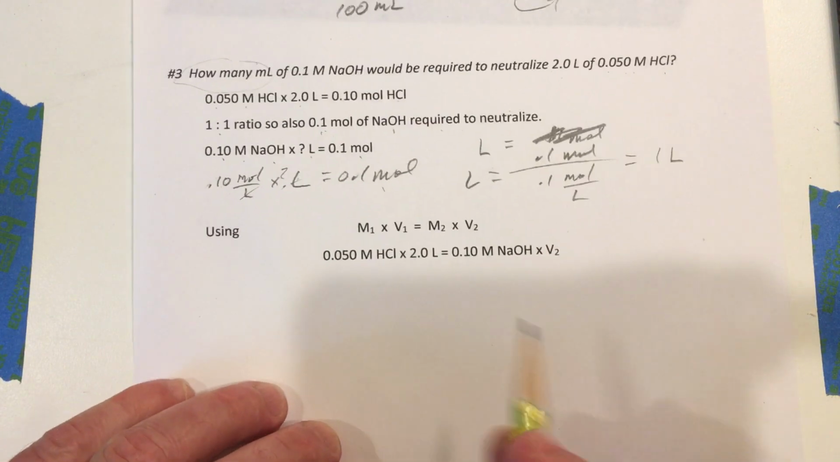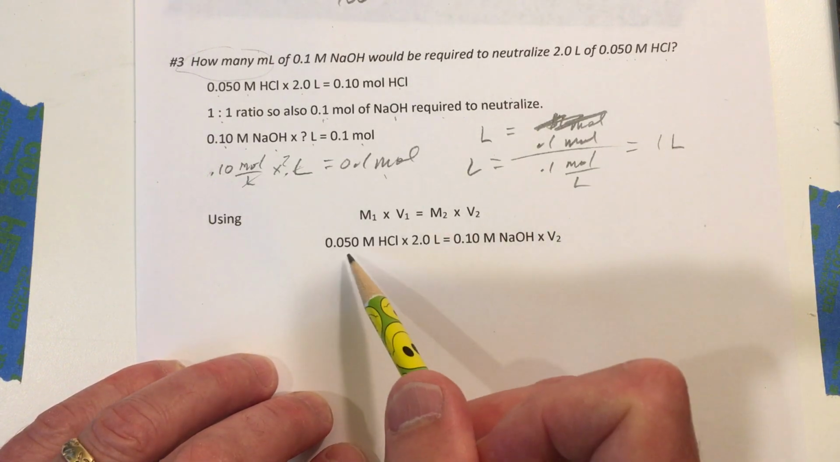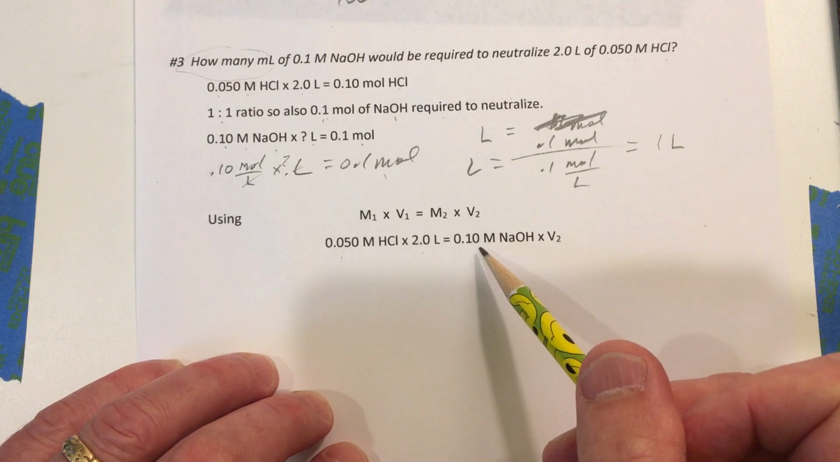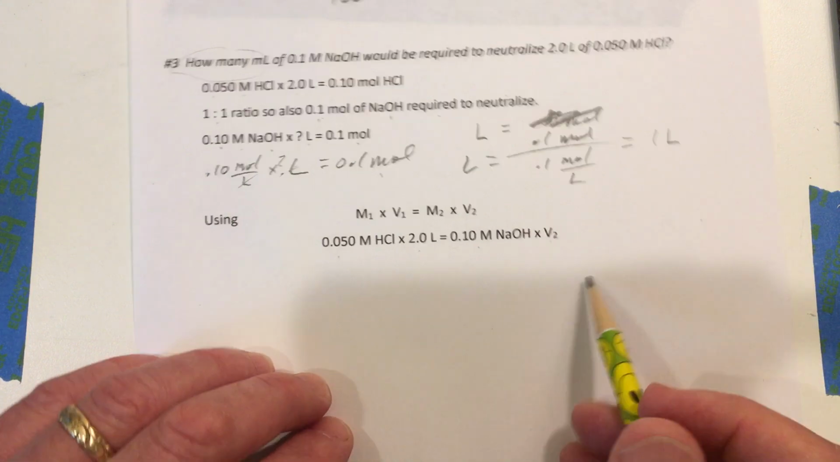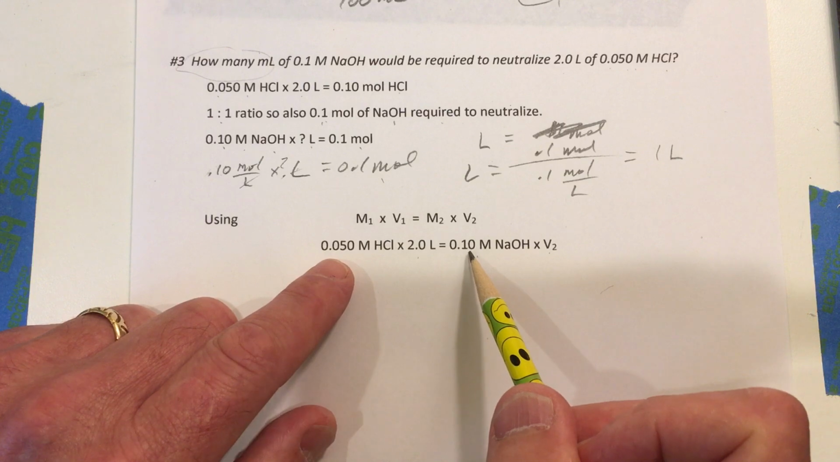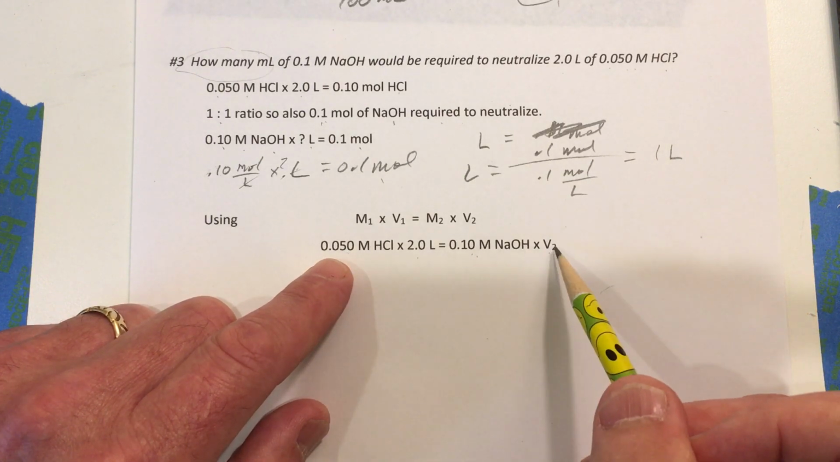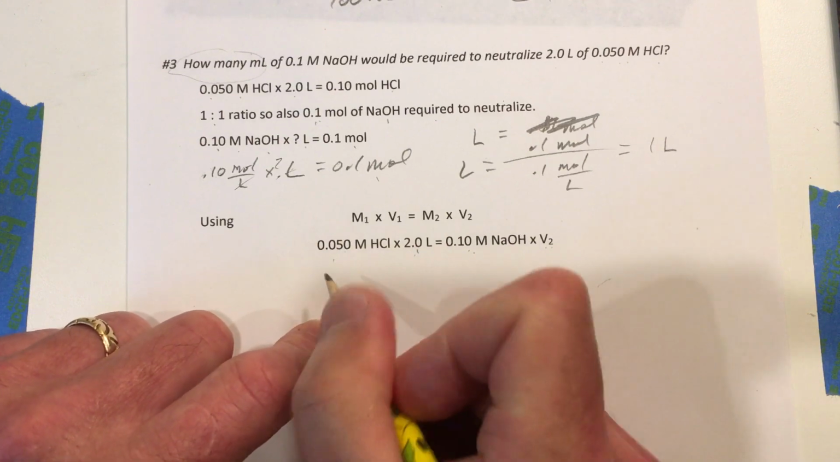If we solve it this way, I think you'll find this a little easier. We just plug in the numbers. Here's our molarity 1, our volume 1, our molarity 2, and our volume 2. And if you notice real quick, here we have twice the concentration, so this should be half the volume, if that makes sense.